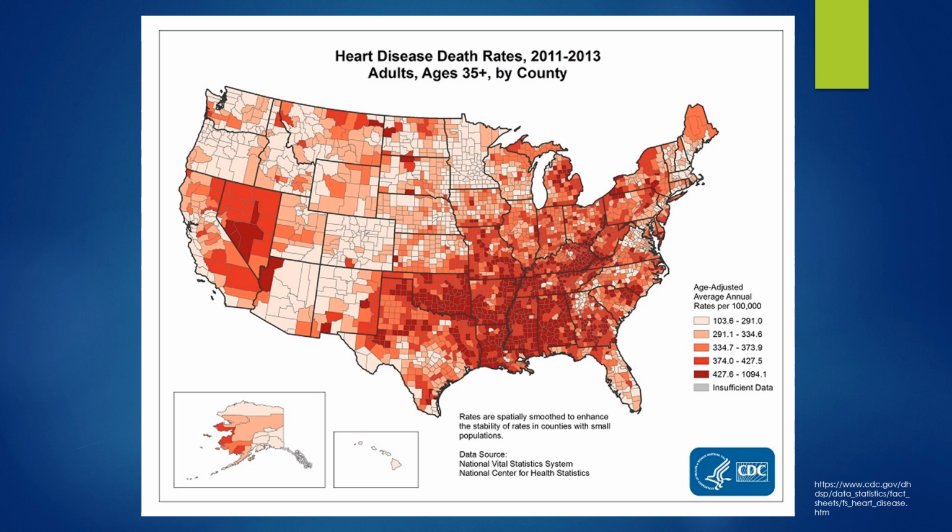So here's a graph of heart disease death rates from 2011 to 2013. As you probably could have guessed, the South, and in particular the Central South, Oklahoma, Arkansas, Louisiana, Tennessee, Mississippi, and Alabama, have the highest rates of death in heart related diseases.